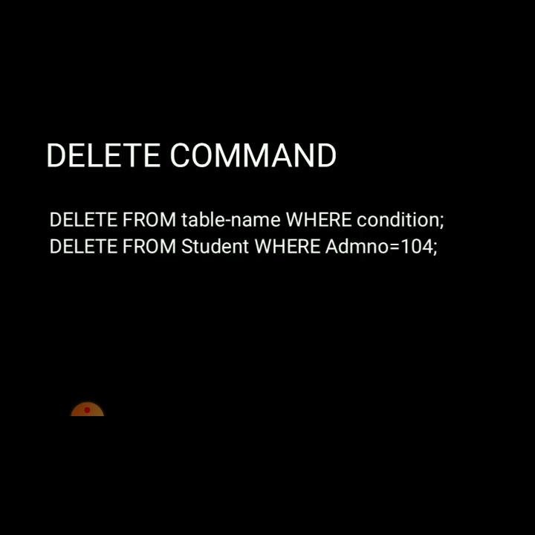Here, delete from student, where student is the table name, where the admission number is equal to 104, so that it will search for the admission number 104. Where it is matched, the entire row will be deleted. Next one is delete star from student. It goes and deletes everything inside the table.